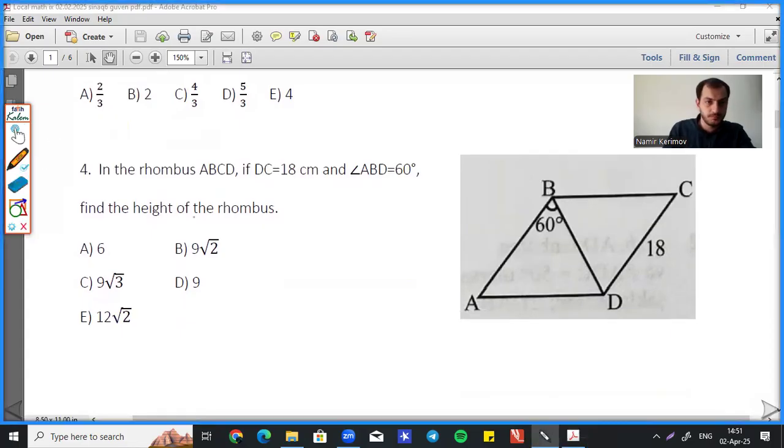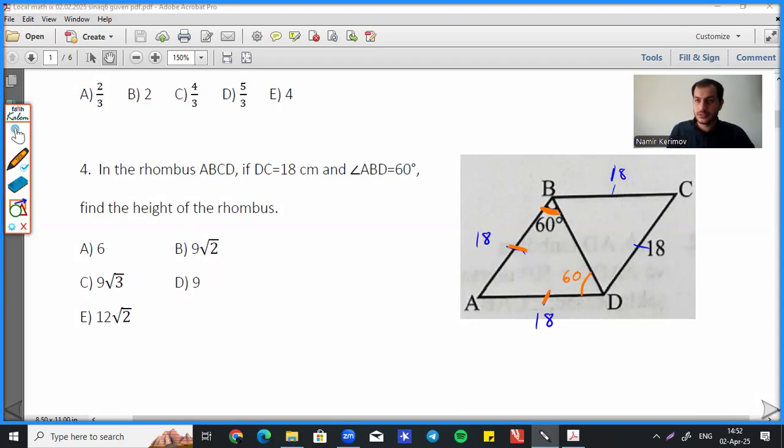Question 4. For the rhombus, we know that all sides are the same. If one of them is 18, of course we can say all sides will be 18. And then if one of the angles is 60, we can see the isosceles triangle here. Then we can say angle ABD is the same as angle ADB, which means it's also 60.